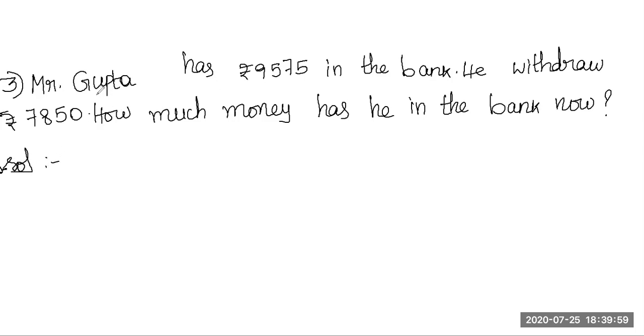See what he is saying. This person, Mr. Gupta, has 9,575 rupees in the bank, and among that, he withdrew, means he just took the money from the bank. 7,850 he took from the bank, and they are asking how much money is left in the bank. So left is a word which we'll use for subtraction, right? Withdraw is nothing but he took away, no? So that is the reason this will come under subtraction. This is saying about money.